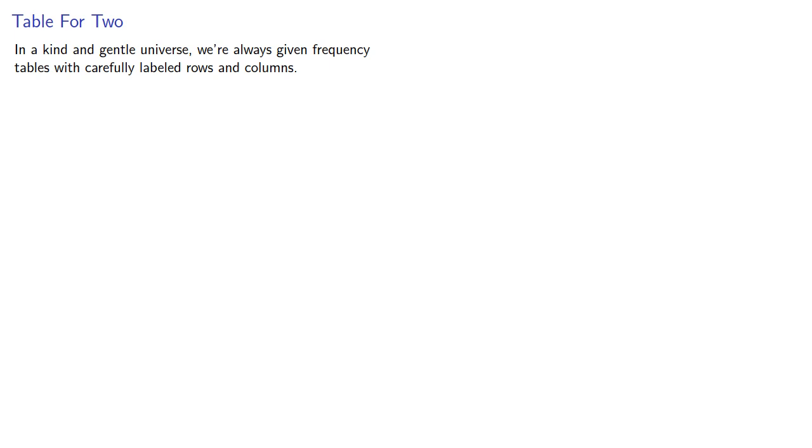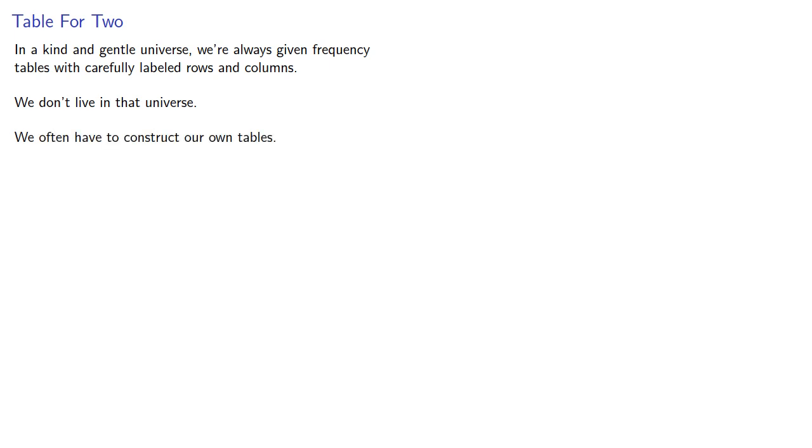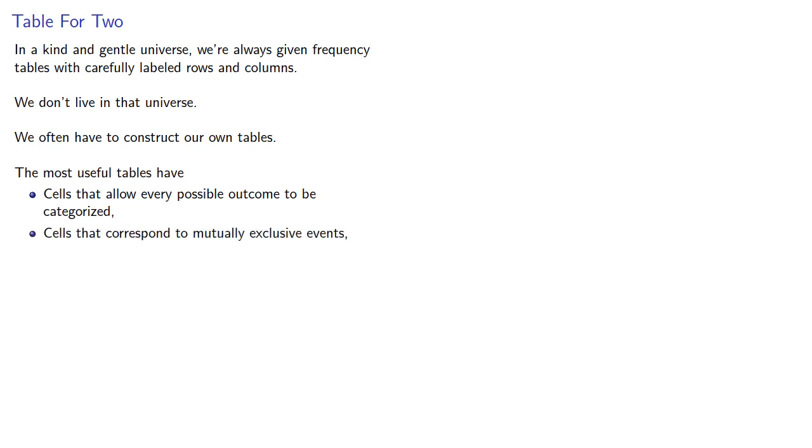In a kind and gentle universe, we're always given frequency tables with carefully labeled rows and columns. We don't live in that universe. We often have to construct our own tables. The most useful tables have cells that allow every possible outcome to be categorized, cells that correspond to mutually exclusive events, and total amounts.